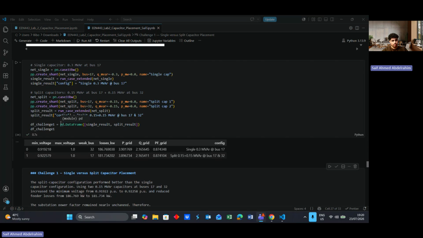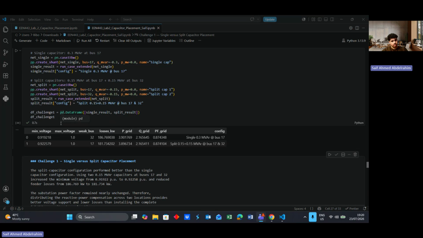Here I compared one 0.3 MVAR capacitor at bus 17 with two smaller 0.15 MVAR capacitors at buses 17 and 32. The split configuration increased the minimum voltage from 0.91922 to 0.92258 per unit. It also reduced the losses from 186 to 181.734 kilowatts. Therefore, distributing the same total capacitor capacity across the two buses provided better voltage and loss performance.